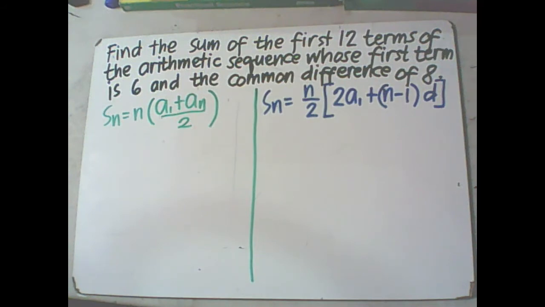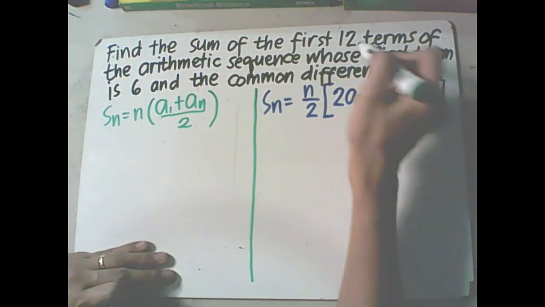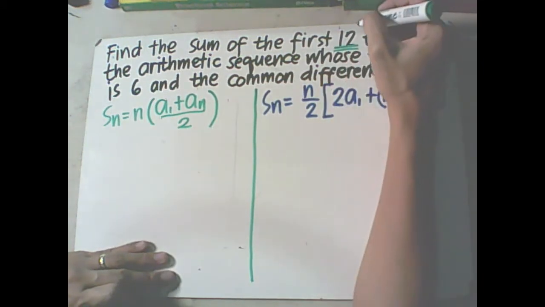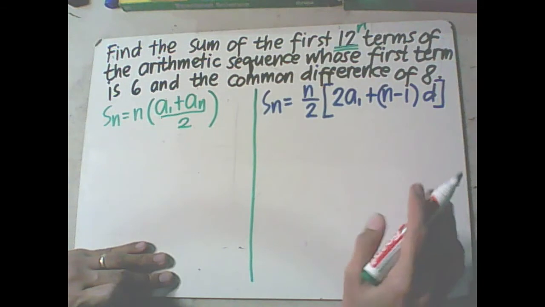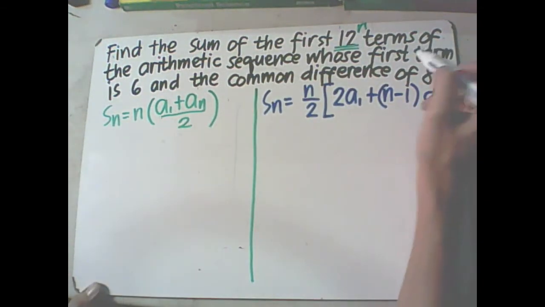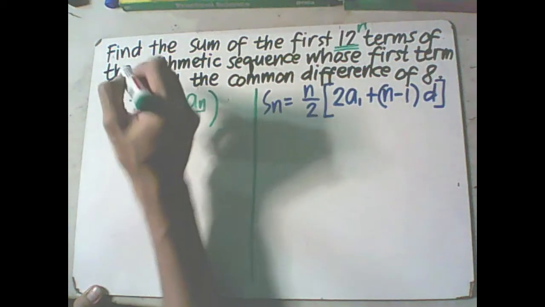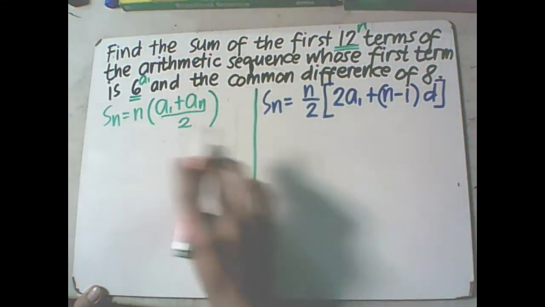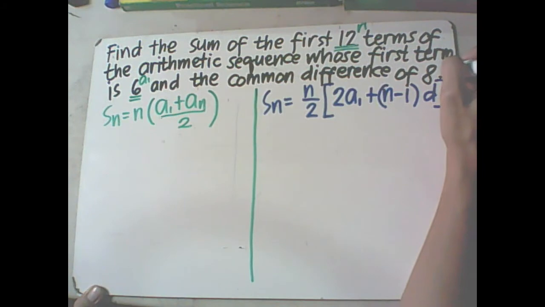So how about this example? We are asked to find the sum of the first 12 terms of the arithmetic sequence whose first term is 6 and the common difference is 8. The first thing that we need to do is to identify the given. We have the first 12 terms, so our n is 12. The first term is 6, so this is our a sub 1. And the common difference is 8, so this is our d.